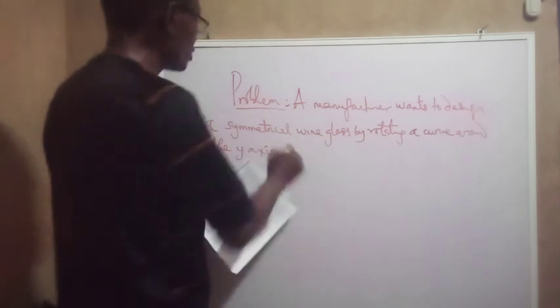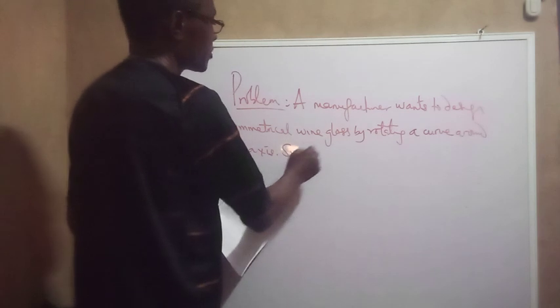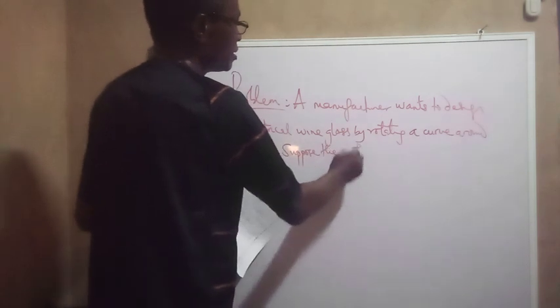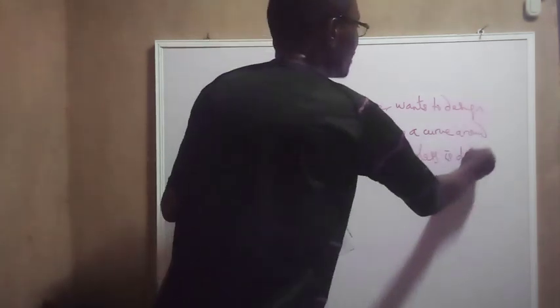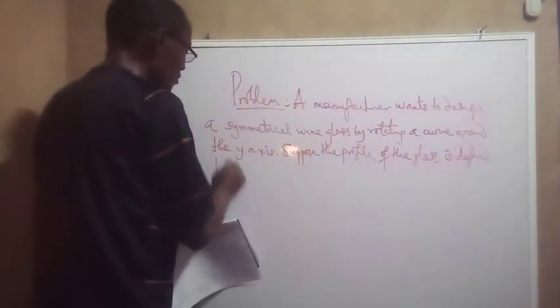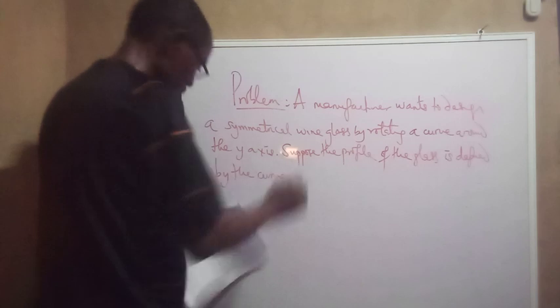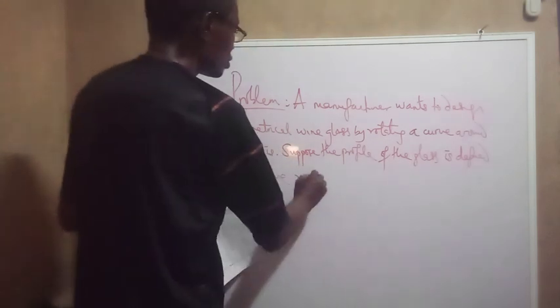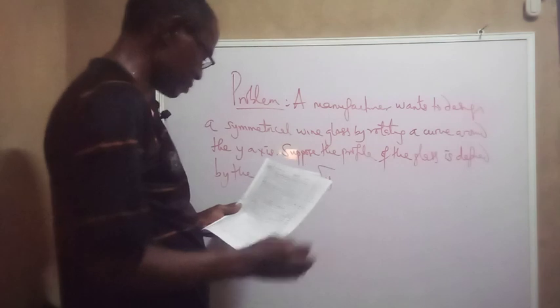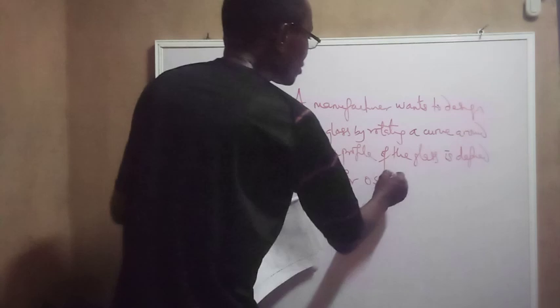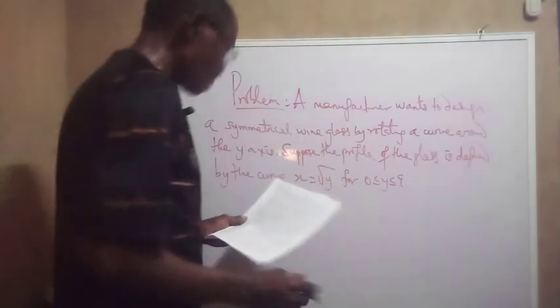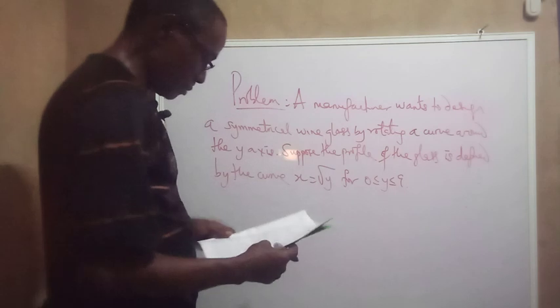Suppose that is the specification needed. Suppose the profile of the glass is defined by the curve. And what is the curve? x is equal to the square root of y, for the range 0 less than or equal to y less than or equal to 9. Now this represents the size of the glass.